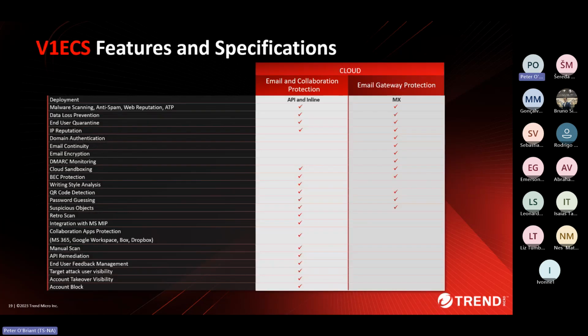So here are some of the features and specifications. I know it's kind of a lot here, but you can see which ones are email gateway protection, and then your email and collaboration protection. So the different components that it supports. This one's kind of cool. I'll talk about it later, but the writing style analysis.